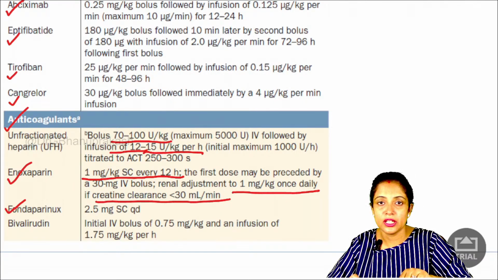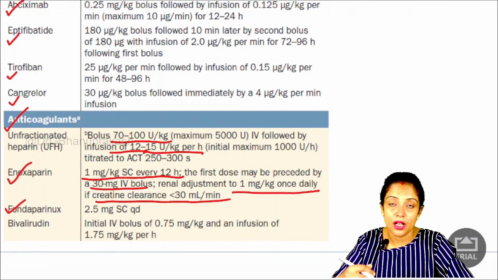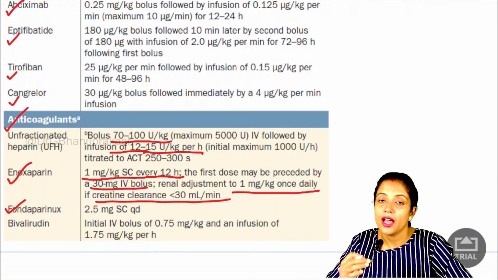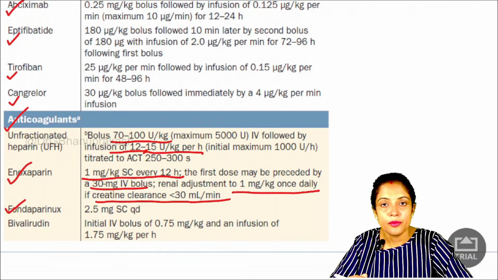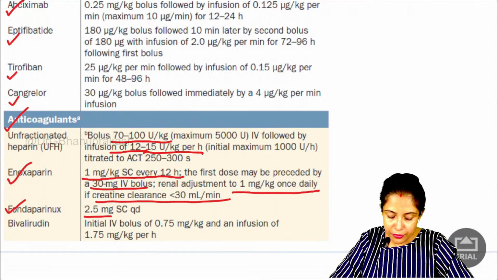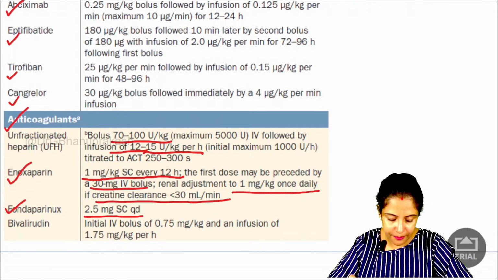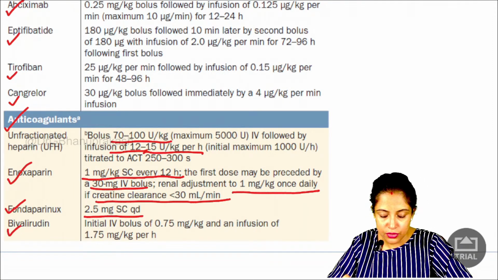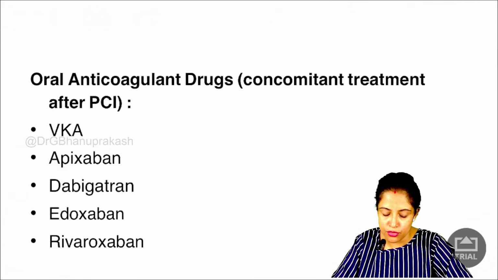When you start enoxaparin, first we can give an IV bolus of 30 milligrams. After giving the 30 milligram IV bolus, we can start the subcutaneous dose of 1 milligram per kg 12 hourly. Fondaparinux, again the dosing is very easy, 2.5 milligrams once daily. Bivalirudin also; these are the parenteral anticoagulants used in patients with acute coronary syndrome.